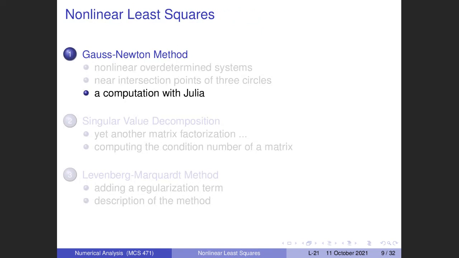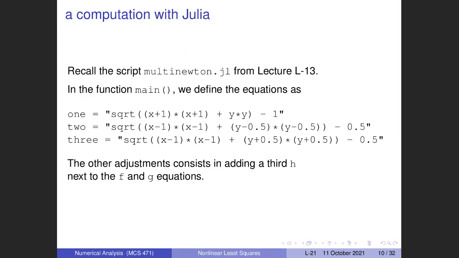We can formulate this with Julia with the SymPy package. So Julia recycles a lot of what is available in the Python ecosystem. So we will adjust what we did 8 years ago with the multivariable Newton's method, where we defined the equations now as 1, 2, 3.